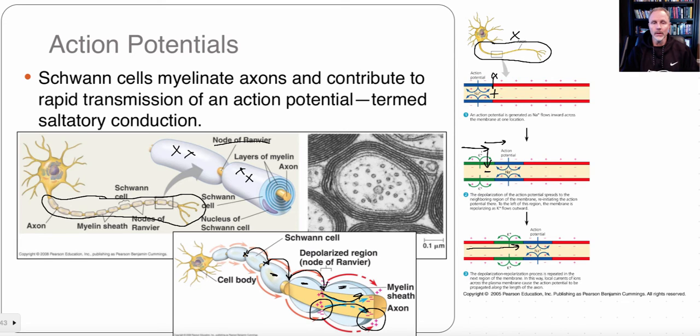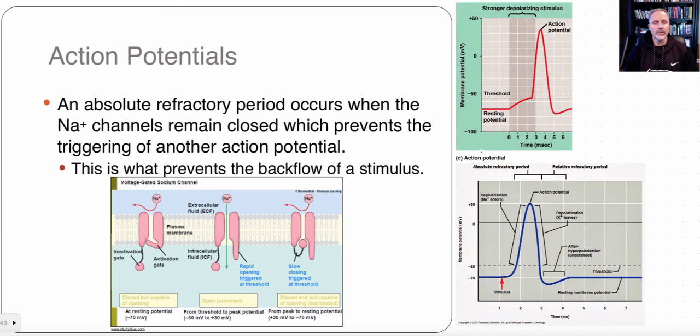Okay? So one of the other things that we talked about too was the idea of a refractory period, the point at which you can't get any action potential traveling. And there was an absolute refractory period that we discussed, and this is where these sodium channels are remaining closed and there's no stimulus at all that can trigger an action potential. What this does is it prevents the triggering of another action potential, and it prevents the backflow. And we talked about some of the reasons why.